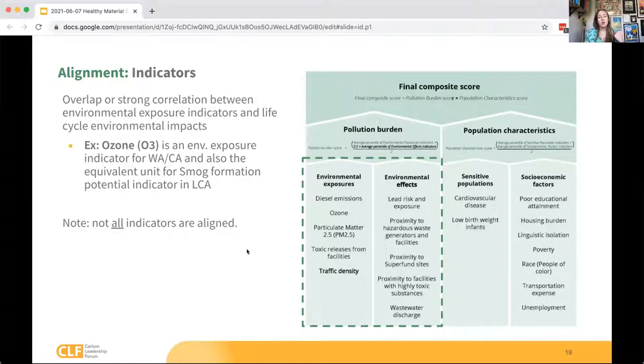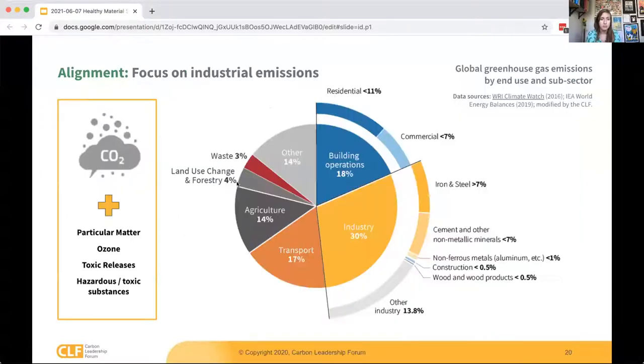So where there's alignment is on some of the indicators. There's an overlap or strong correlation between environmental exposure indicators like ozone, for example, which is the same indicator as smog formation potential that is tracked with a life cycle assessment. So when you do an LCA in order to calculate embodied carbon, you can also look at some of those other impacts that are directly related to the pollution burden calculated by environmental justice efforts. But not all of these are aligned. These are parallel efforts, not complete overlap.